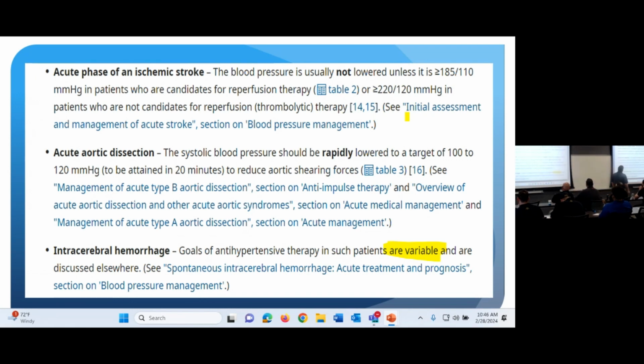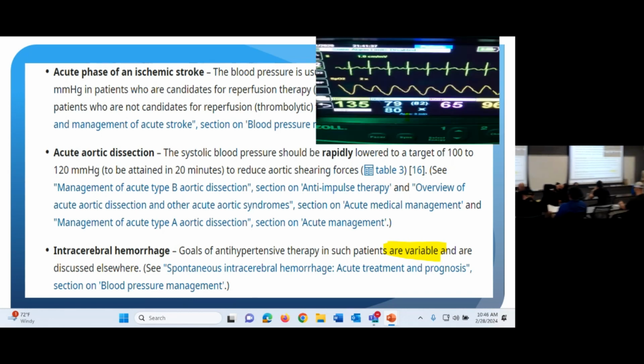Got here. So, things we may treat blood pressure or hypertension for. Ischemic strokes that we give lytics to, when the blood pressure is down to less than 180 over 90. Some places a little bit more, a little bit less. But the only time we do that is after we get that CT scan.